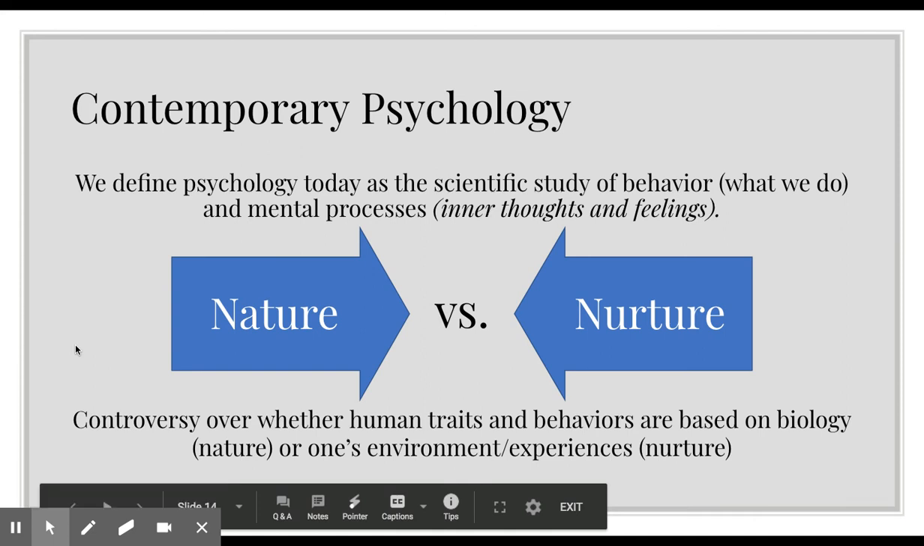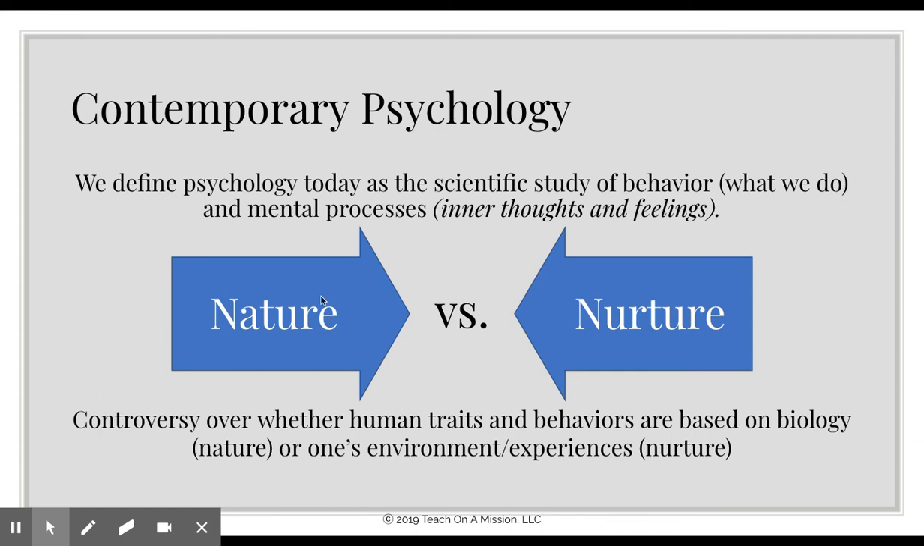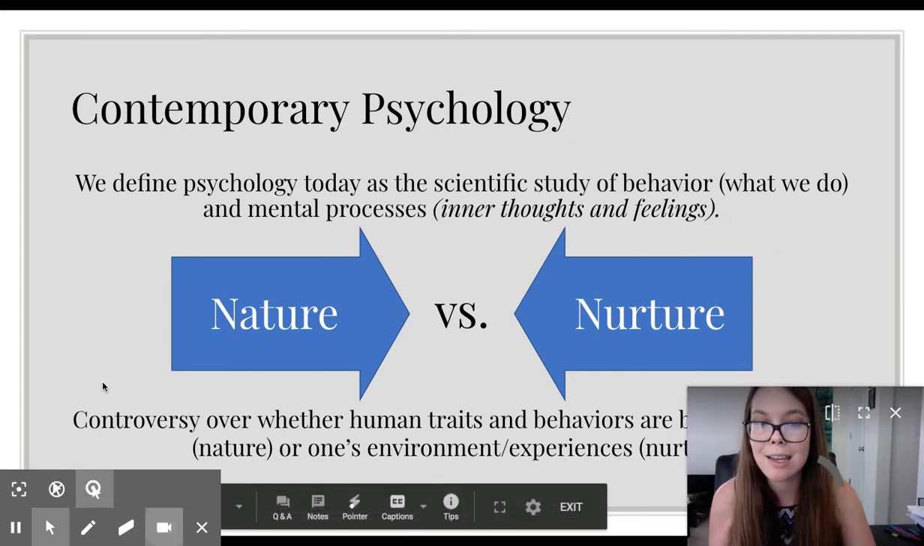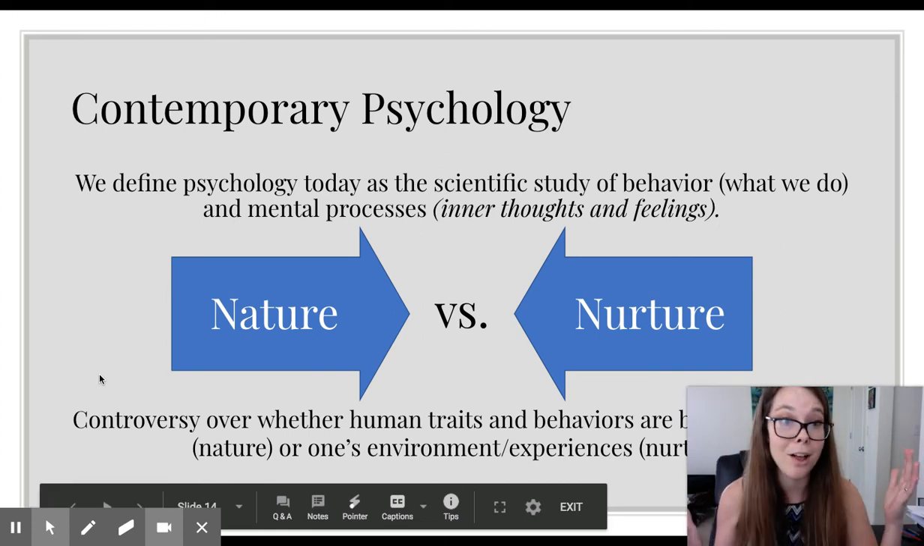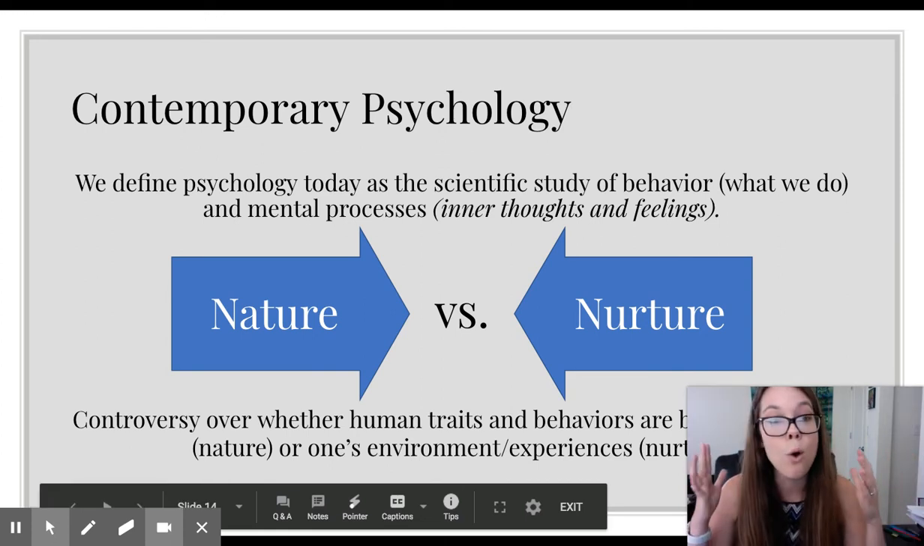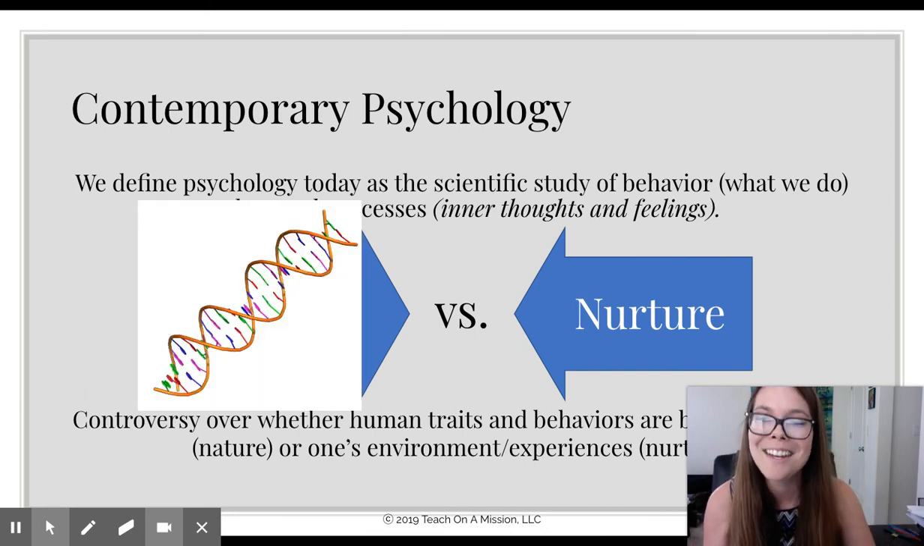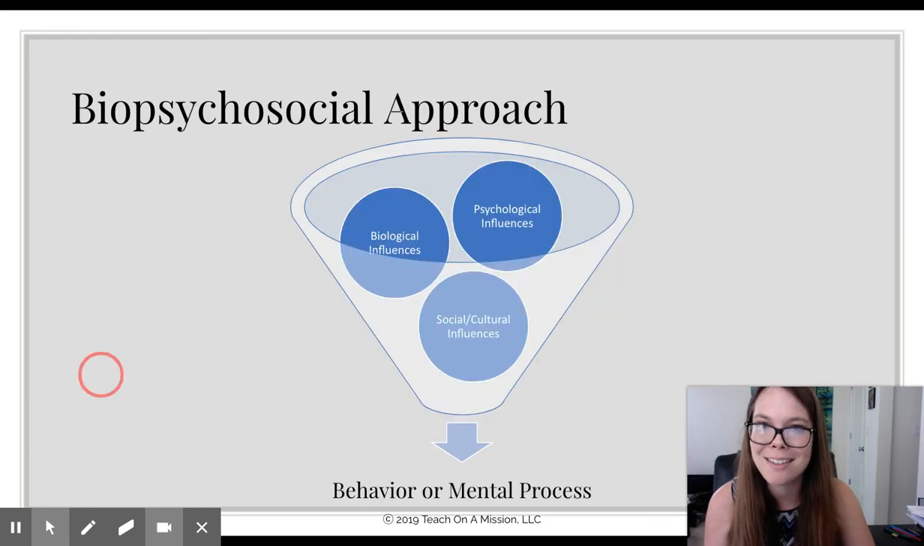So human traits versus our experience. Nature is genetics and nurture is our environment, and that is going to be the study of our whole entire class, right? So every chapter, it's like, what is influenced by genetics and what is influenced by our environment? And there is no clear winner, my people. Fun fact: genetics versus environment, okay?